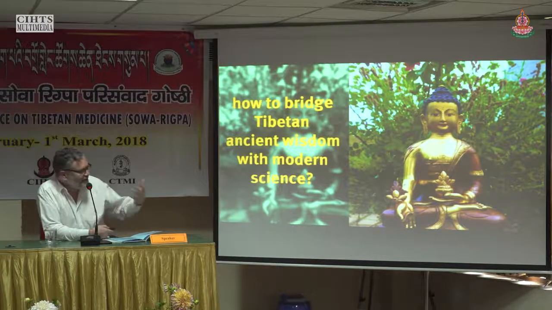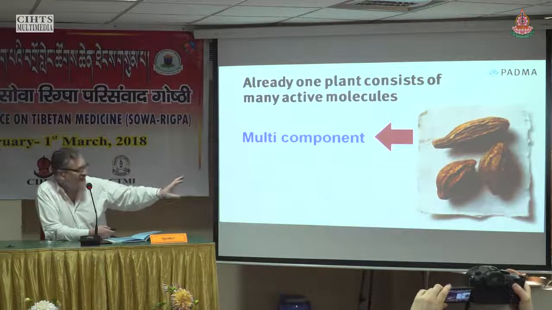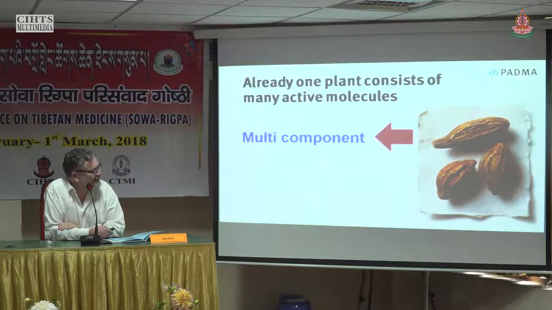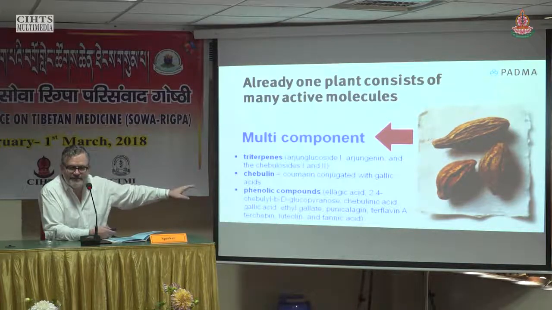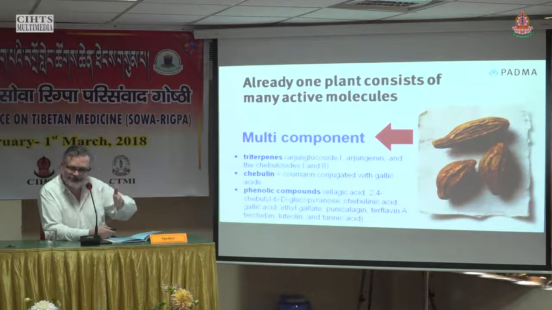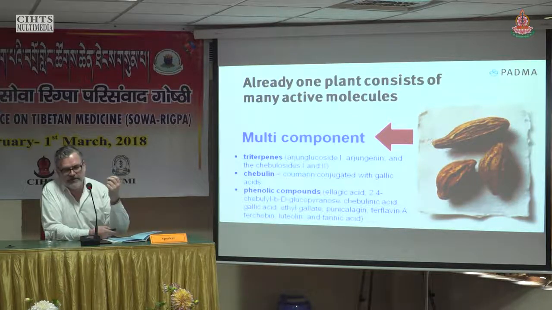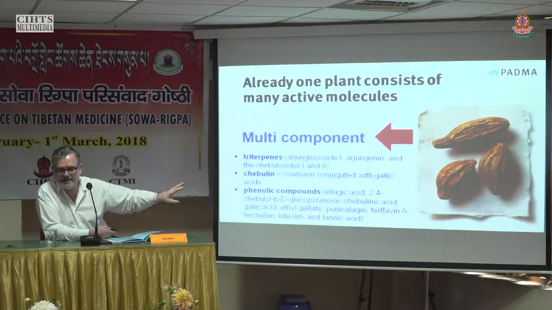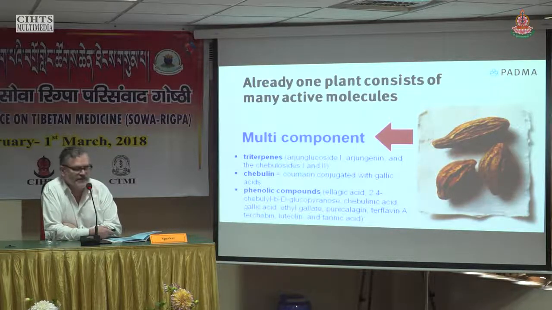I can only start to give you an idea. Let's first look back to one plant. I think you know this plant quite well. Already this is a multi-component. When you look from a chemical analytic point of view, you cut it into pieces and look deeper and deeper, you find many, many molecules in this one plant. Mainly these are astringent substances, with anti-inflammatory and antioxidant activity. So a very strong healing capacity is present in the myrobalan. It's really phenolic compounds.